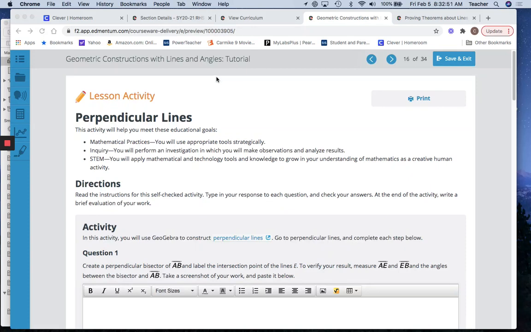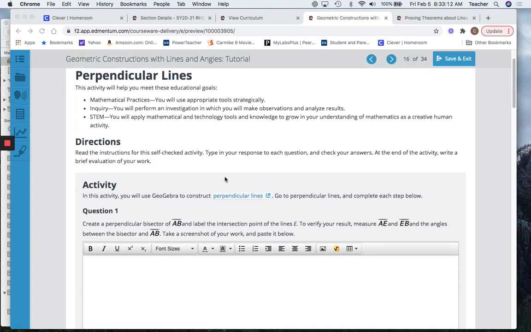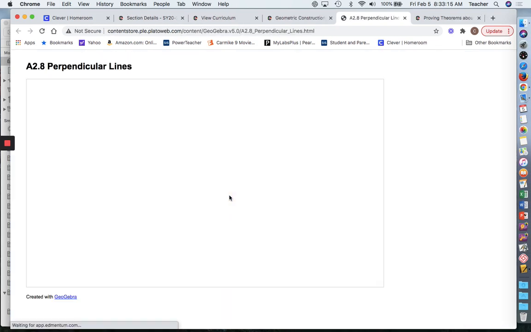Alright, you guys, we're still back in geometric instructions. This time we're going to be talking about perpendicular lines. What we know about perpendicular lines so far are two lines that form a 90-degree angle, or several 90-degree angles if they cross or intersect all the way through. Alright, so we're on slide 16, and I'll click on my GeoGebra activity.